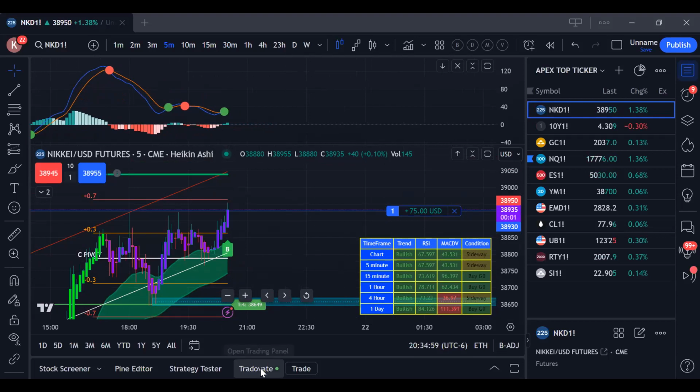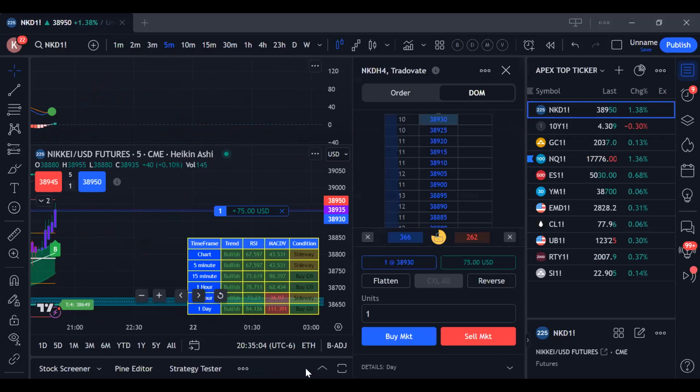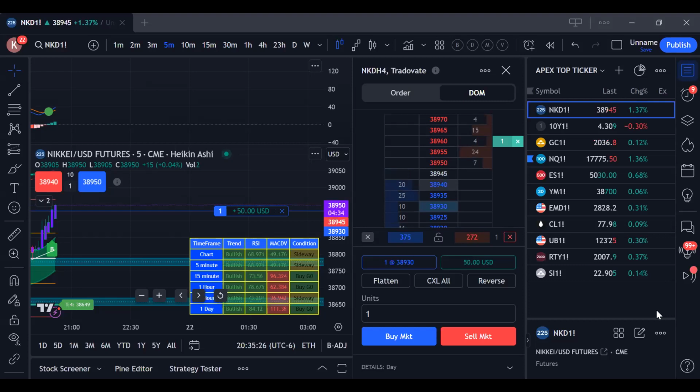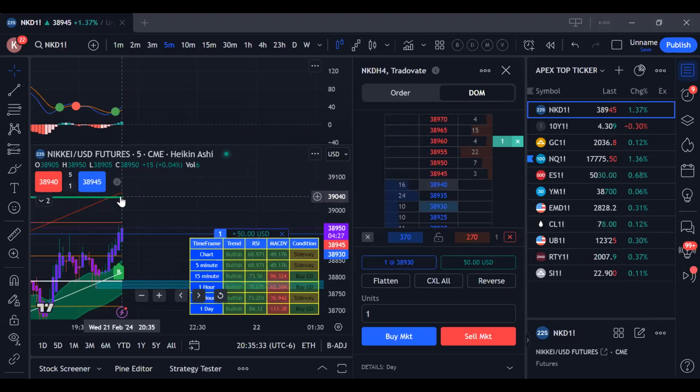Yet again, if you want to go and put a limit order, right? Go to trade. You can just go and put it. There are three people who want to sell here, 21 people who want to sell here. If there are more people, then that is a better place. Again, you can wait until it goes and touches this point.